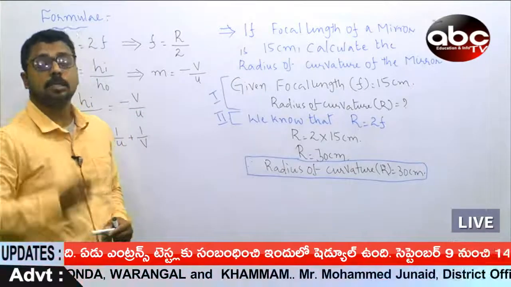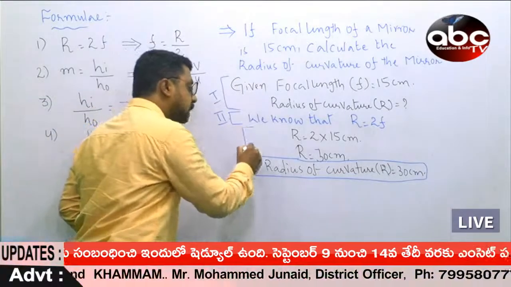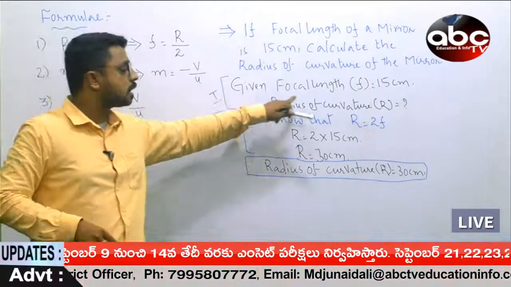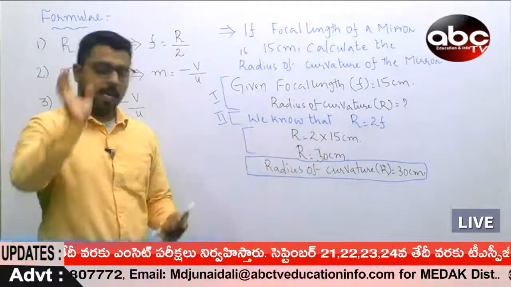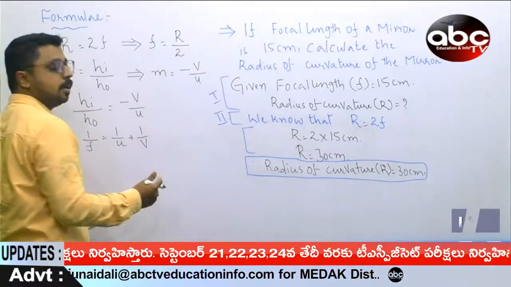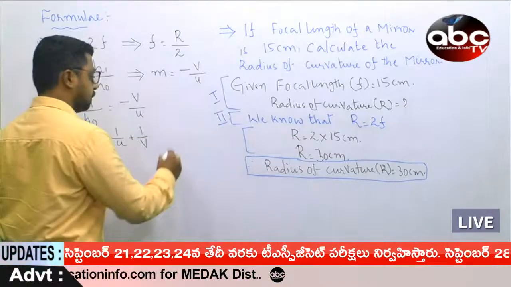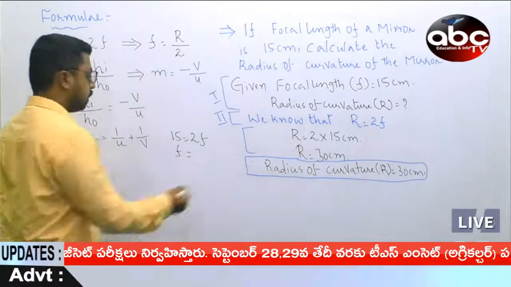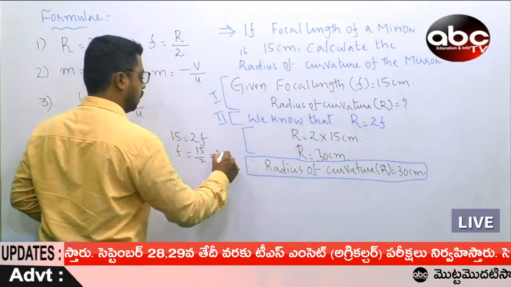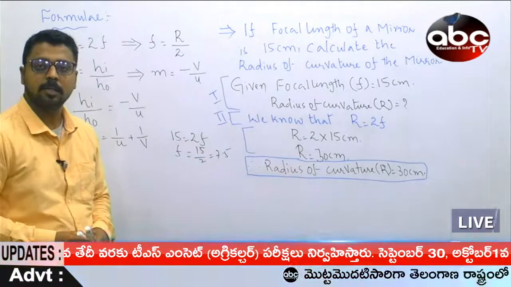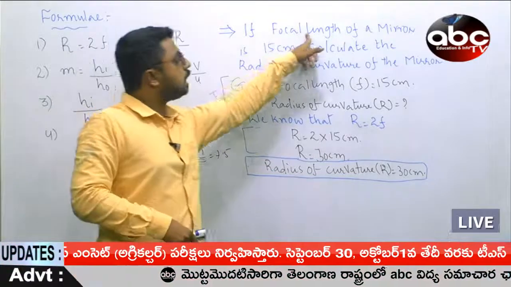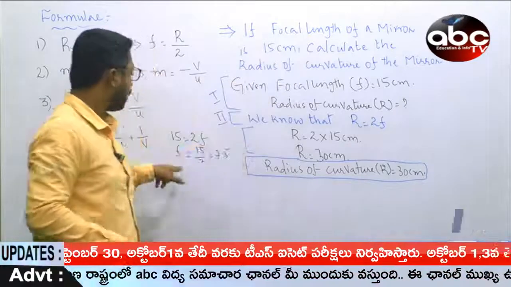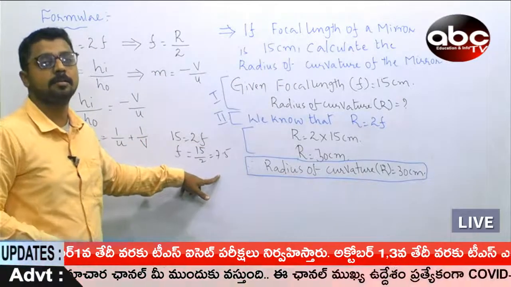Coming to the third: proper substitution. Just now I told you that only if you write the given correctly will the substitution be correct. In case I forget by mistake and write 15 is equal to 2f, f is equal to what? That is 15 by 2 is equal to 7.5. Is this a correct answer? What did I do? Focal length is given. If the focal length of the mirror is 15 centimeters, it is already given, yet I am finding focal length here. It's wrong, right?